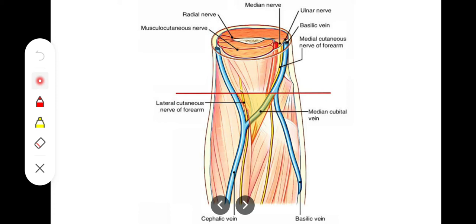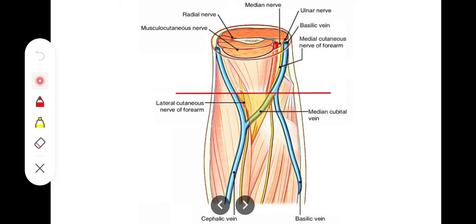So then again on the roof of the cubital fossa, just below the superficial fascia there is a deep fascia, and still below it there will be the bicipital aponeurosis covering this fossa, covering this depression, right? So that is about its roof.